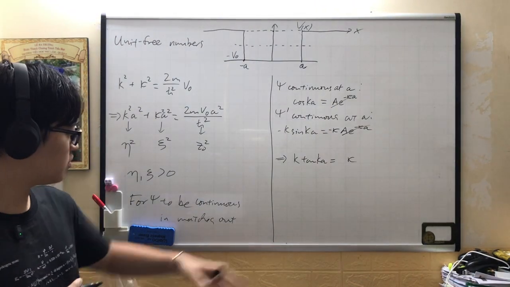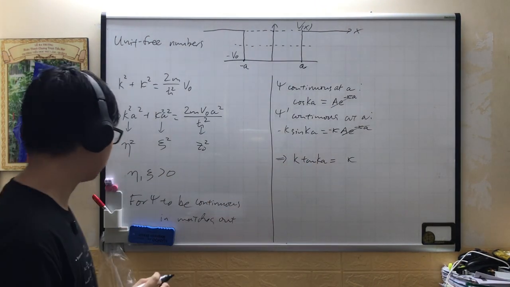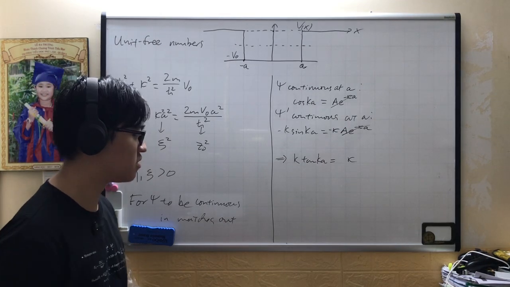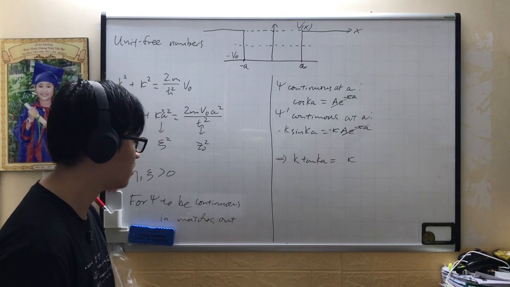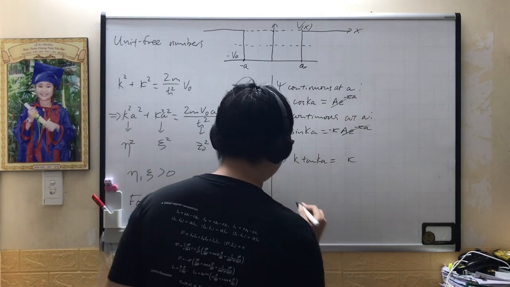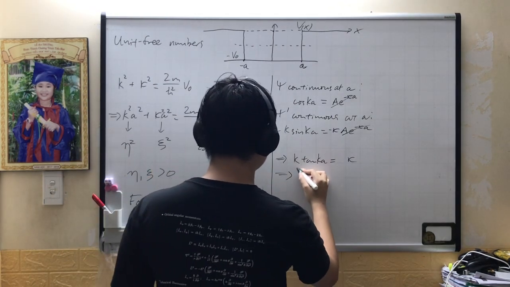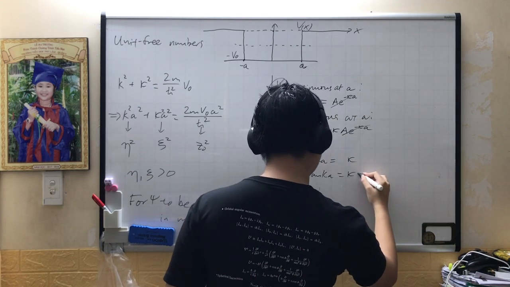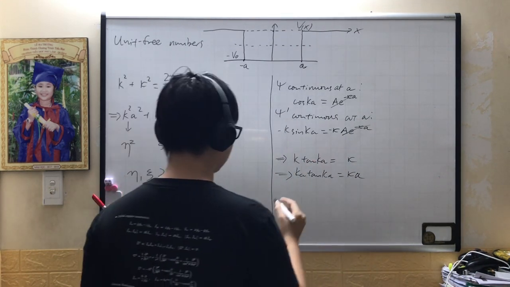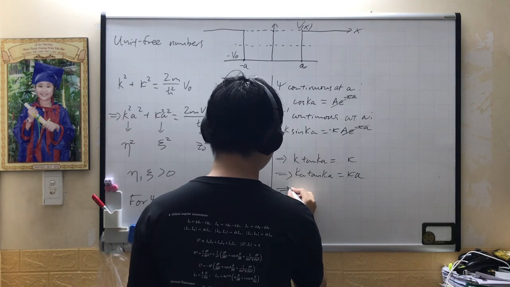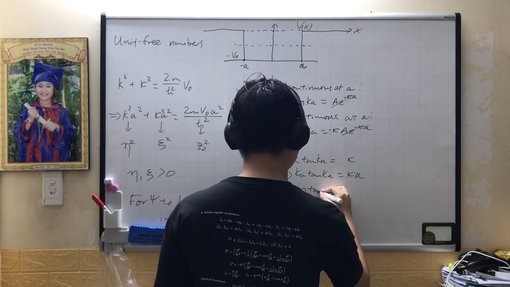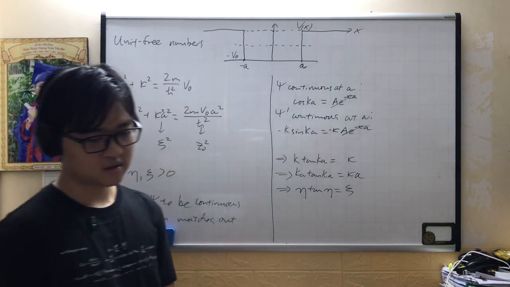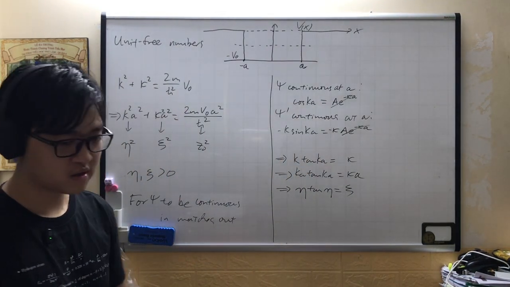And now you would want to put these into our unit-free numbers. So let's throw in an A. That would yield us Ka tangent Ka equals kappa A. And remember, Ka is eta. So eta tangent eta is equal to psi. There we go. This is what you get.